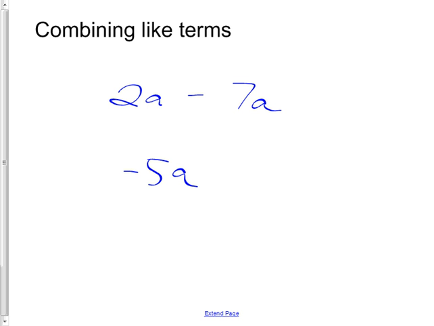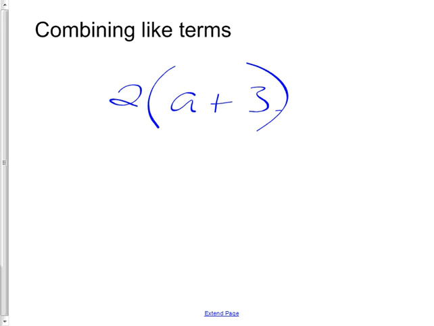All right. What if I put a parentheses right here? Could I multiply that out? Yep, that's called distributive. And that'd be 2a plus 2 times this 3 makes 6. Okay, now can I add those together or not? No, because they're not like terms.